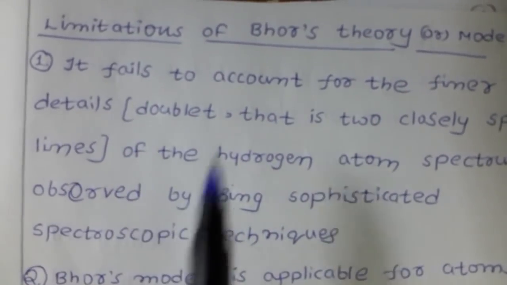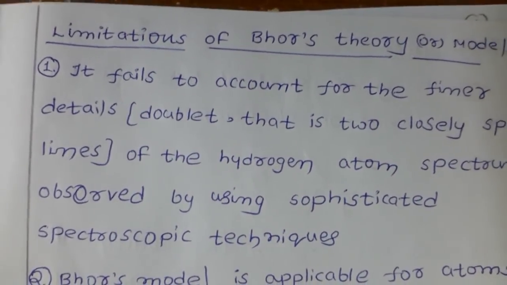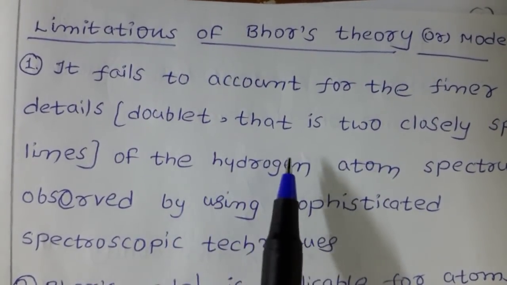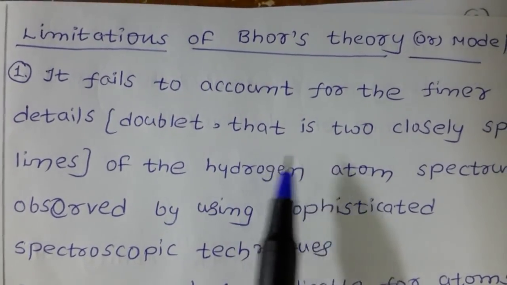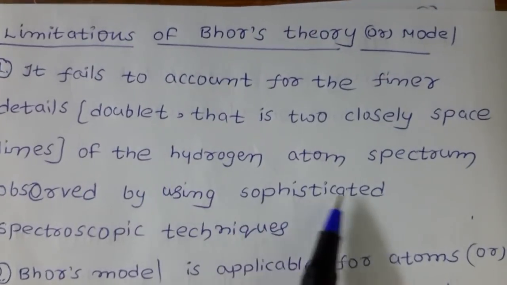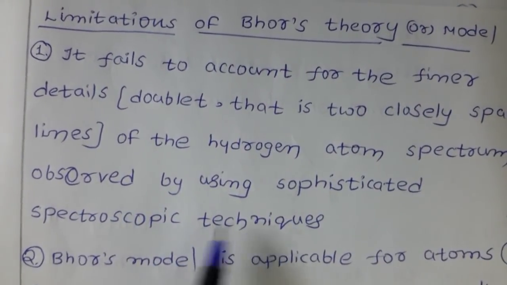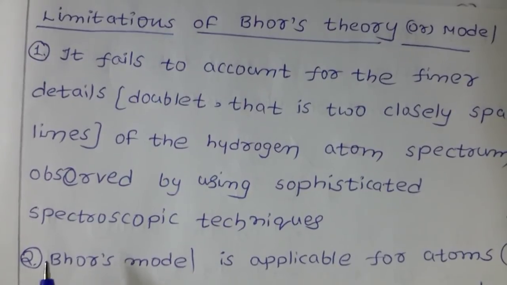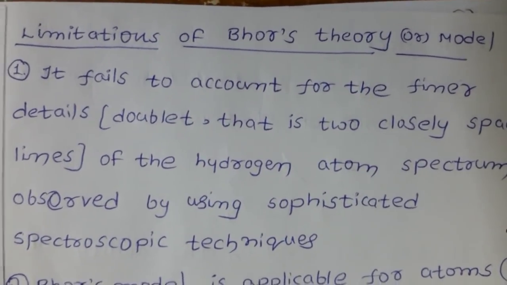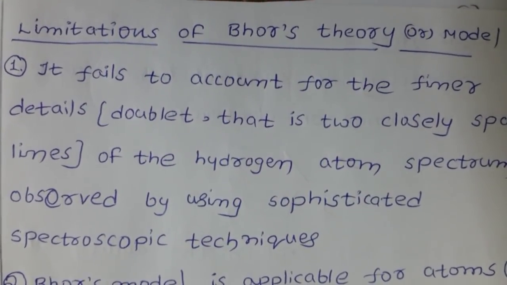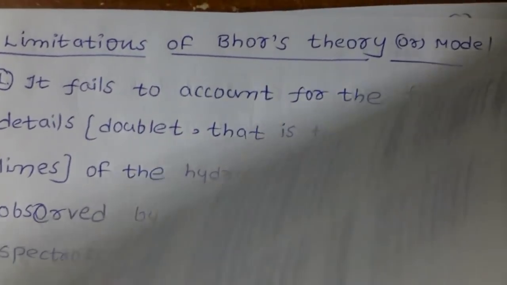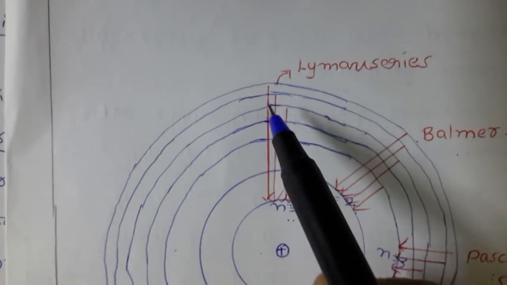First one: it fails to account for the finer details, that is, the doublet. The meaning of doublet is the two closely spaced lines of the hydrogen atom spectrum observed using sophisticated spectroscopic techniques. What is the meaning of that? For example, if you see this diagram, you are going to see only one line.